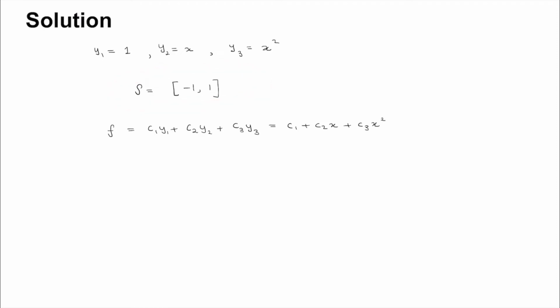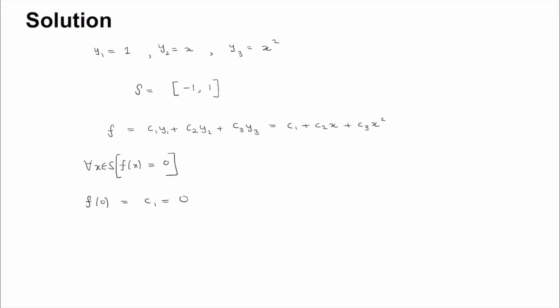So f is the weighted combination of the 3 functions. So you get c1 plus c2x plus c3x squared. Now the idea is that for all x, f of x is equal to 0 for all x belonging to S. So what about f of 0? F of 0 is just going to be c1. This is now 0 because 0 belongs to S, and so f of 0 is 0.